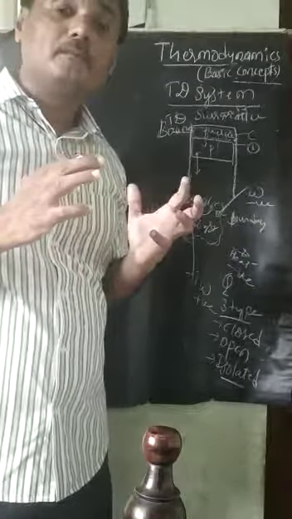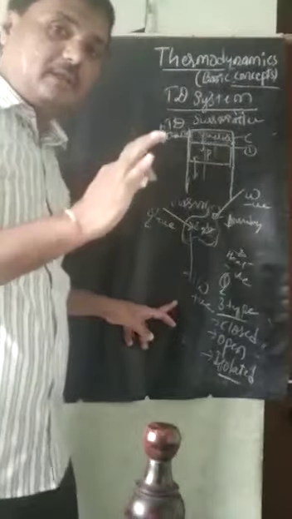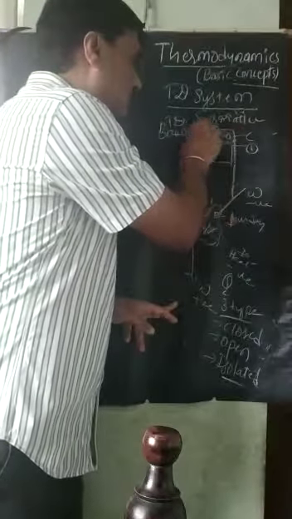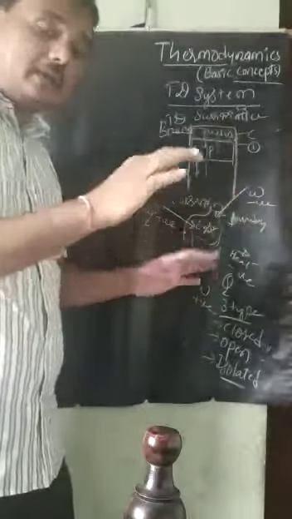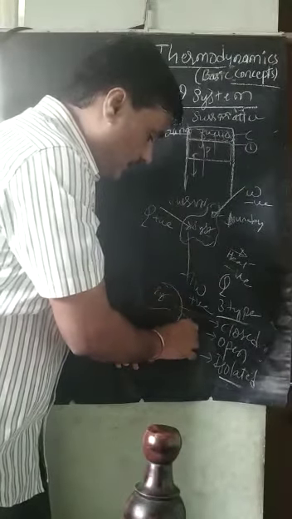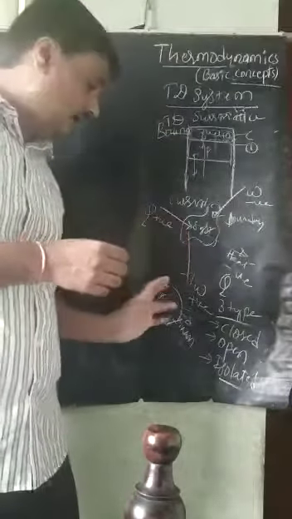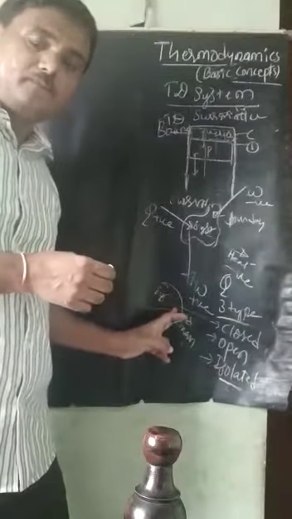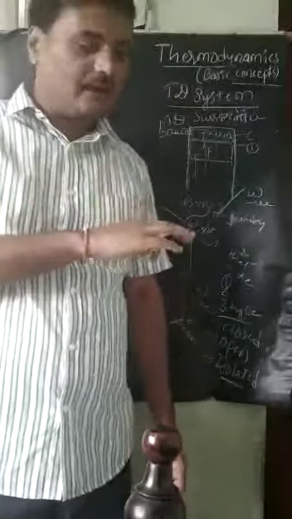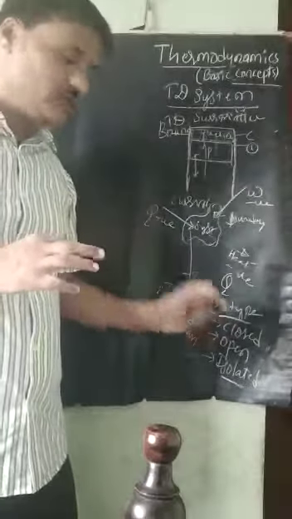But mass will not come across the boundary. When that energy conversion is taking place, it is a totally closed system. In a closed system, mass is barred. Mass will not go from inside to outside, or from outside to inside. Only energy crosses the boundary, from outside to inside or inside to outside. That kind of system is called a closed system.